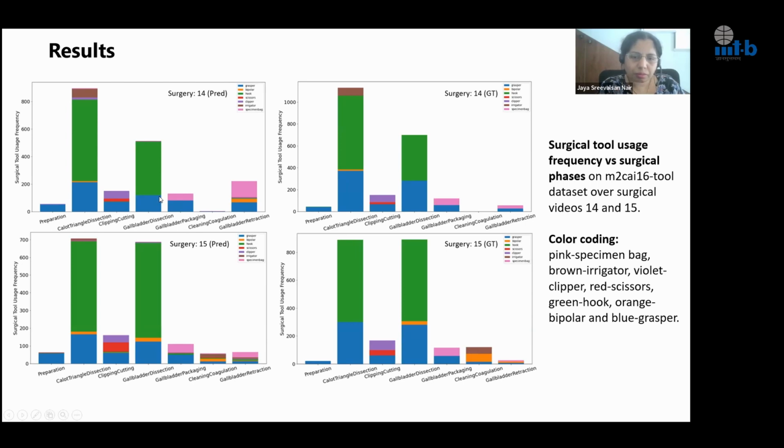There is a correlation between the tools. For example, if I'm performing Calot's triangle dissection, it is basically cutting, so most probably this can only be done with the help of a hook. When looking at clipping and cutting, most probably this is happening with scissors and clippers, right? So there's a direct relation between phase and tools used. No other methodology had actually used that correlation, but I provided the network both labels, from different data sets of course, on the same image. That is how I achieved the improvement here.